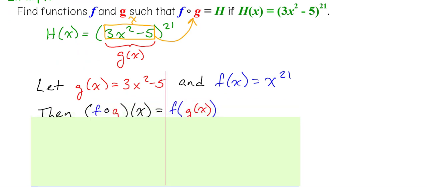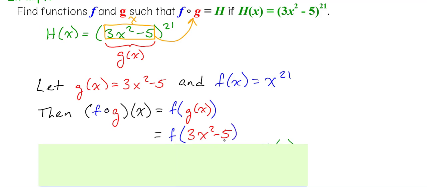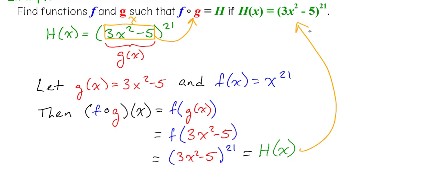So now we want to verify that we are correct. So we want to know that f composed with g of x equals f of g of x. I'm going to take my g of x and put it in my f of x function. And then when I solve it, I end up with 3x squared minus 5 to the 21st power. And that matches our h of x equation.